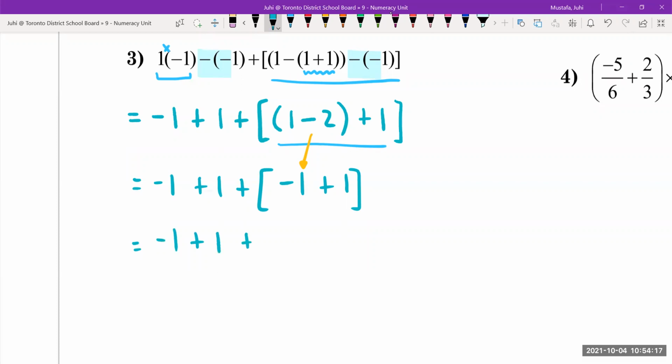What's -1 plus 1? Jen? Just a 0. And then what's our final answer going to be when we put all of this together? What do you guys think? Jen? It's just going to be a 0. Because -1 plus 1 is going to be a 0.